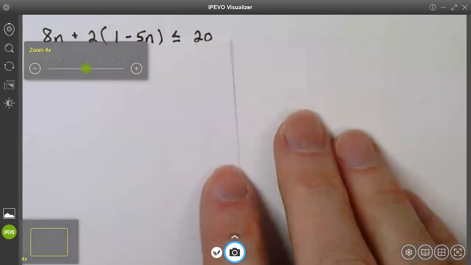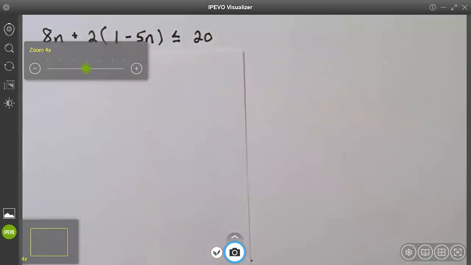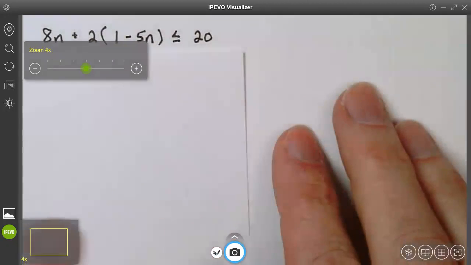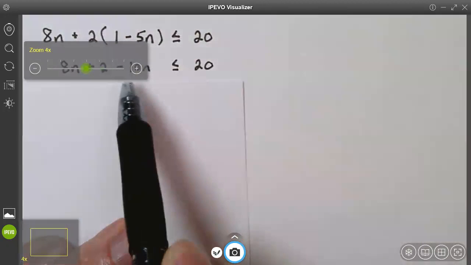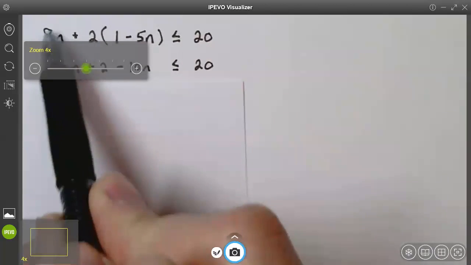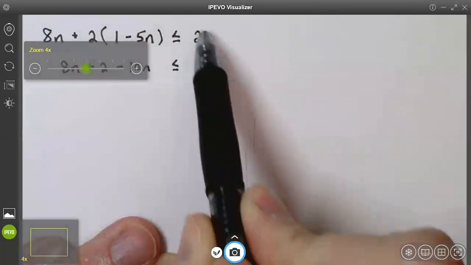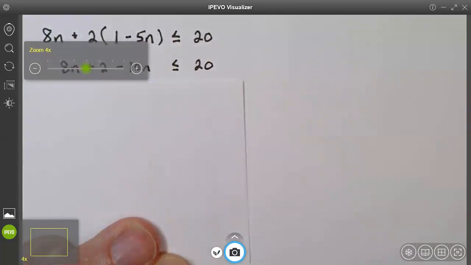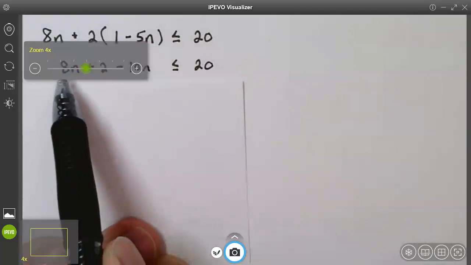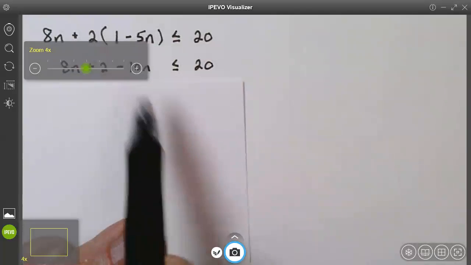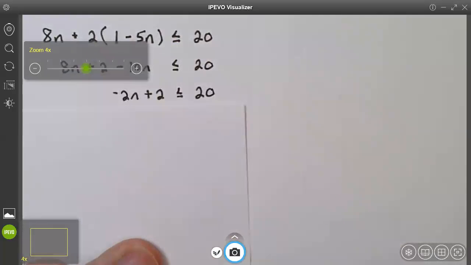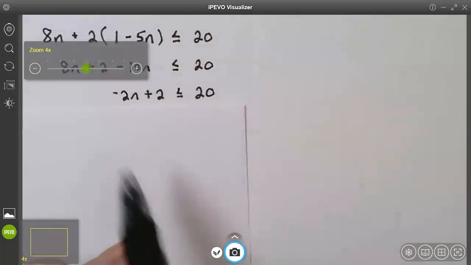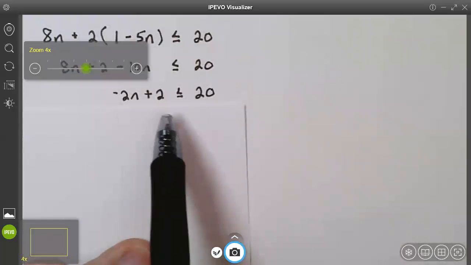On number 1, step 1, simplify. The left side needs to be simplified. I have distributive property. 2 times 1 is 2, and 2 times negative 5n is negative 10n. Bring down the 8n, bring down the symbol, bring down the 20. Left side is not in simplest form because I have like terms. 8n and negative 10n combine to give us negative 2n. Bring everything else down.